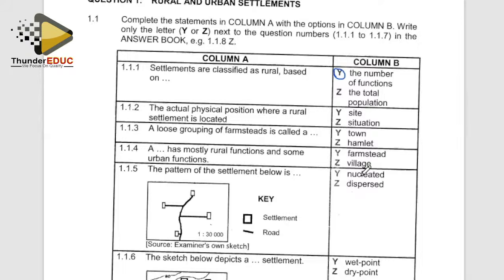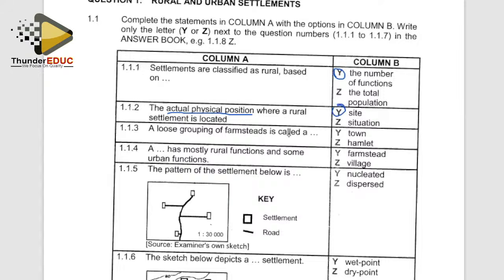Right, number 1.1.2, the question is saying actual physical position. We are looking at where exactly a settlement is located in terms of the geographical space that is occupied by a particular settlement. What do we call that? The actual space is called the site of a settlement.